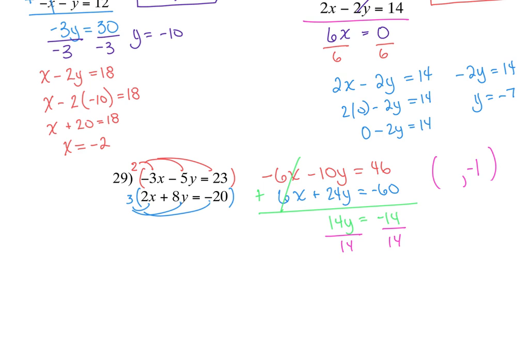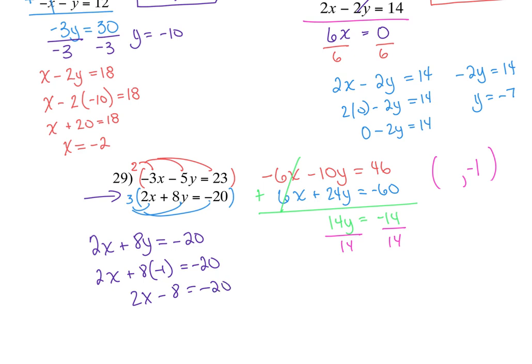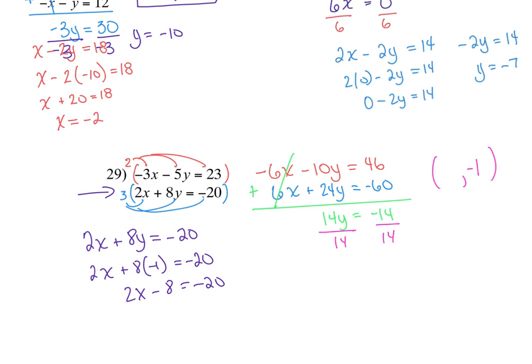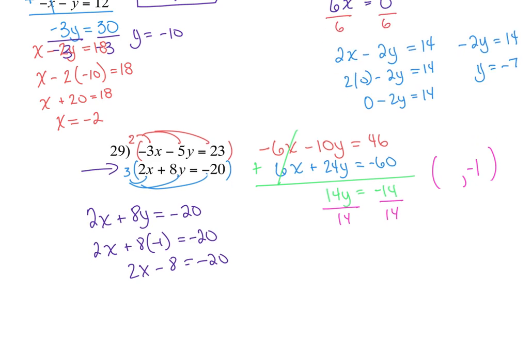Negative 1. And so then I'm going to take that negative 1 to either one of these original equations, and I'm going to solve. So I have 2x plus 8y equals negative 20. Plugging in that negative 1 for y, make sure it's the right one. 8 times negative 1, so 2x minus 8 equals negative 20. If I add that 8 over, then negative 20 plus 8 is going to give me a negative 12.